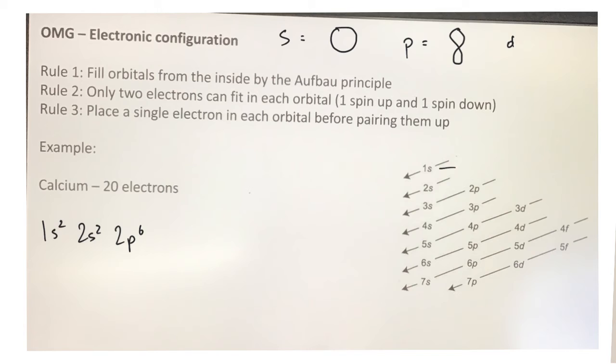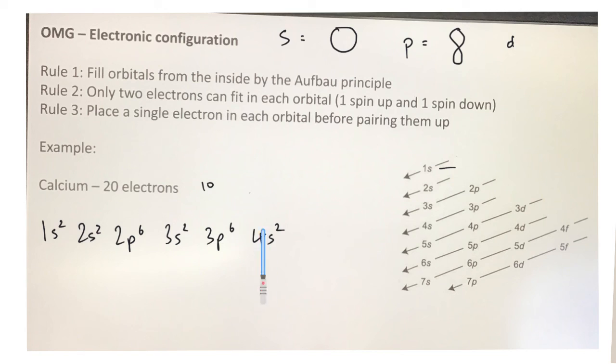Now, if we just take stock, I've so far put in 2, 4, 10. So I've got 10 remaining. After 2p, I'm going to go to 3s. So I'm going to fill that. I've got 3s2. And then going to go to 3p. I can fill that because I've got 8 remaining, 3p6. And then finally, just follow your Aufbau principle here. Rather than go 3p to 3d, I'm going to follow the arrow and go to 4s, 4s2. Then just do a final check. 2, 4, 10, 12, 18, 20 electrons.